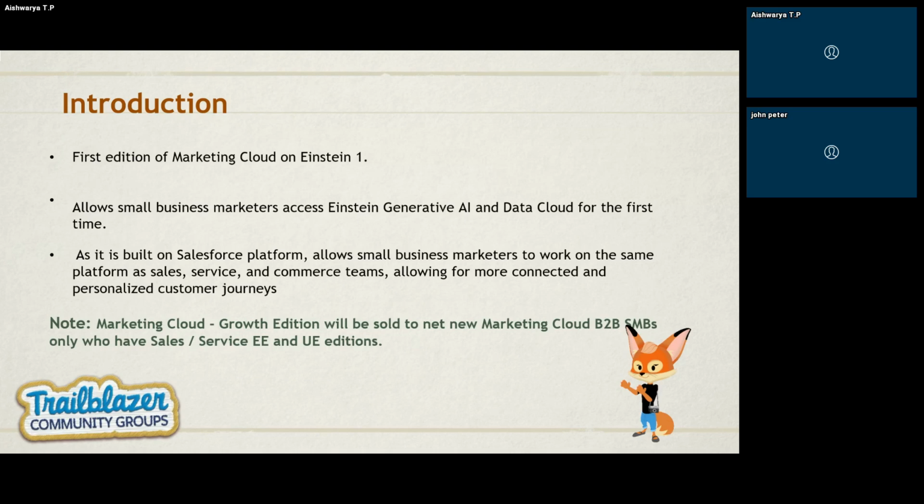It allows small business marketers to work on the same platform as sales, service and commerce. So whoever is working on the sales, service and commerce team, or any of these teams, can also navigate to growth within the same org. No need to navigate to a different system, allowing for a more connected and personalized customer journey. But here this is using advanced features, that is generative AI and data cloud. And one important thing to note is that, as of now, Marketing Cloud Growth Edition is available only in the North American region, and in future it will be extended to the rest of the world also.